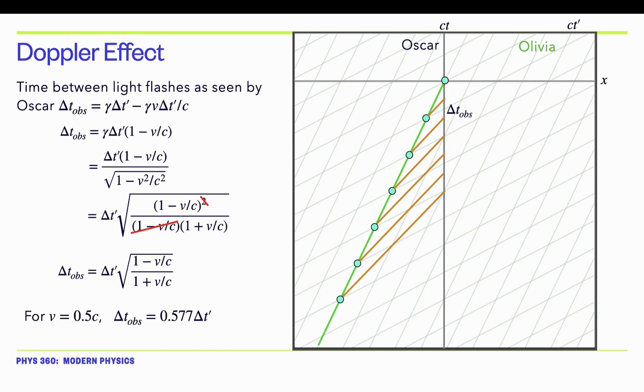So in this case, when Olivia is traveling at half the speed of light, the time between ticks as measured by Oscar is going to be shorter than the time on her clock. So it's going to be 0.577 seconds instead of 1.7 seconds. Now this is kind of interesting. Remember that according to time dilation, the clock on Olivia's is always going to be ticking slower than Oscar's clock from Oscar's perspective. But with the Doppler effect, we're taking into account the fact that light has to travel from Olivia's clock to Oscar, that's why it can look like the time between ticks on the clock is actually compressed instead of lengthened.